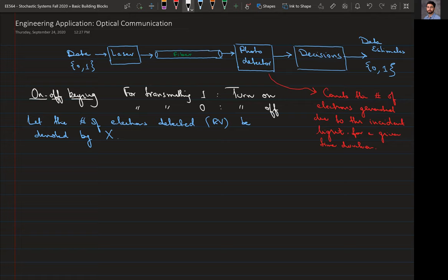You said, just wanted to confirm, that we've chosen Poisson because N is large. How do we make that decision? So not necessarily. Actually, there's physics involved there. These are quantum mechanical arguments that you can use to come up with a model.